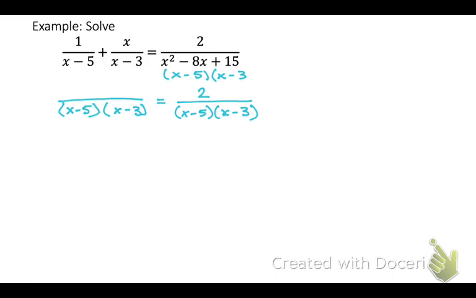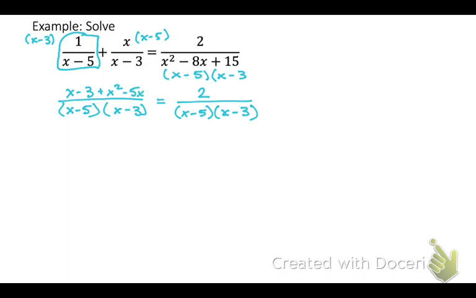So what do I need to multiply this fraction by? Sam, did you say it? X minus 3. And what do I need to multiply this fraction by? X minus 5. So that gives me what? X minus 3 plus x squared minus 5x.